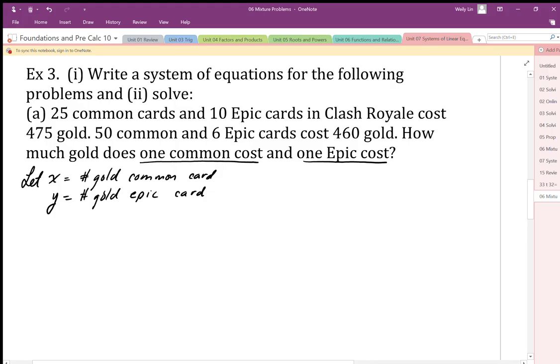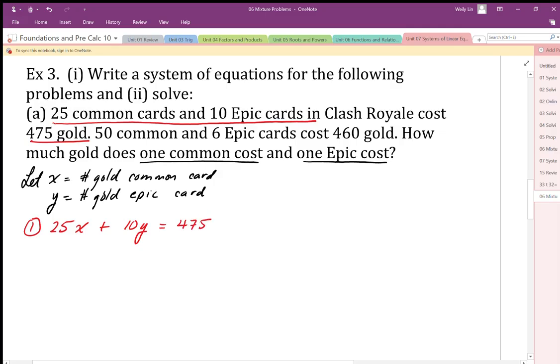We know we have two variables, so we need to come up with two relationships. So we go back to the sentences in the problem, and we try to identify a relationship. So we have 25 common cards and 10 epic cards that cost 475 gold. Well, there's one relationship, so I can come up with one equation. So I have 25 times the cost of the common cards plus 10 epic cards times the cost of the epic cards, and that's going to give us a total of 475 gold.